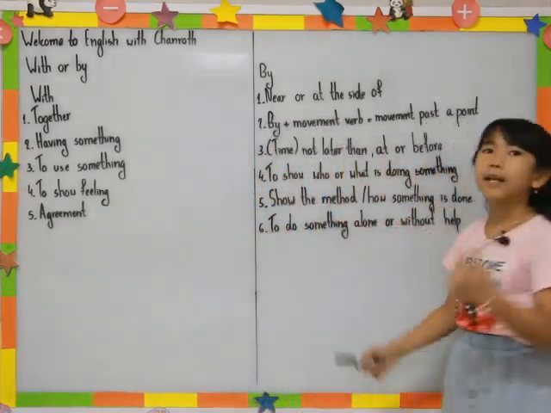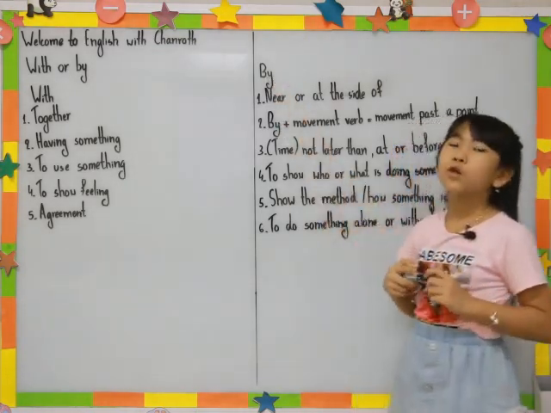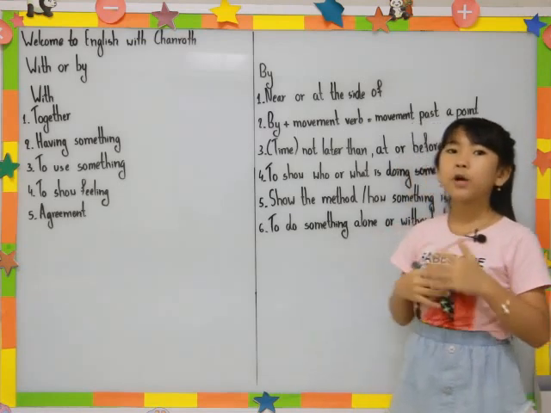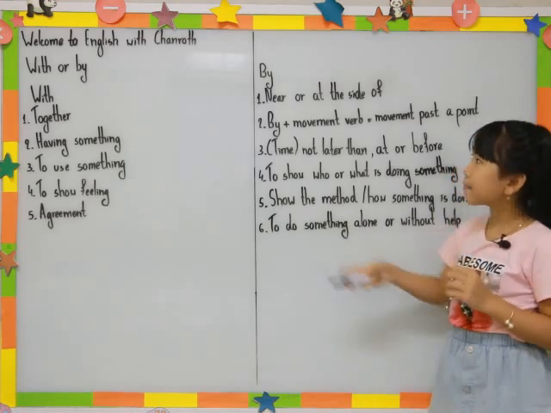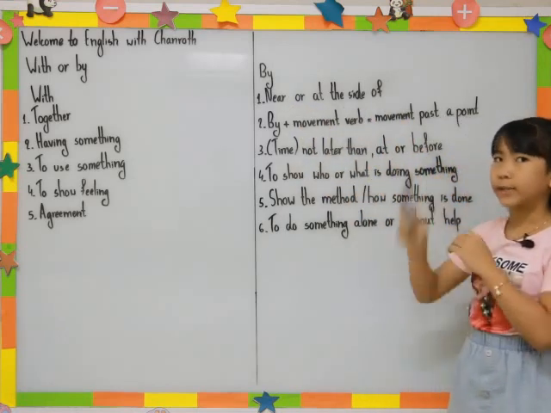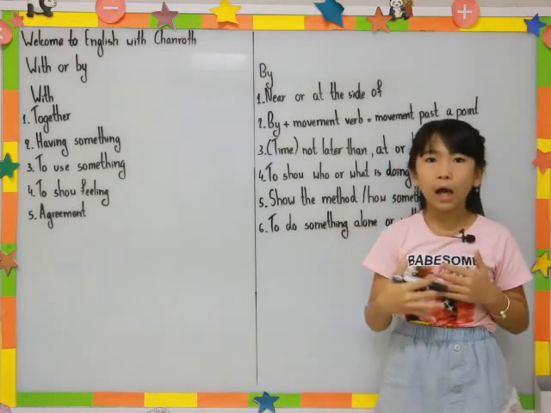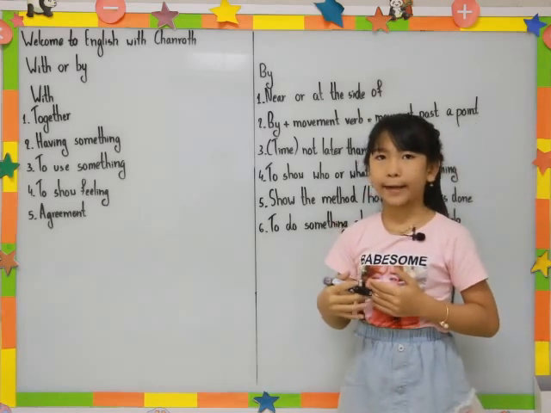So alright, now let's start with the preposition by. So we can use by to show that someone or something is near or close to something. So by means near or at the side of. For example, she has an alarm clock by her bed. So by her bed means near her bed.